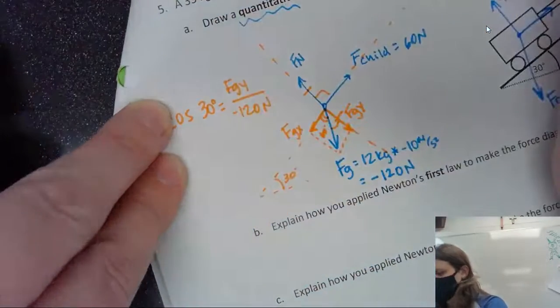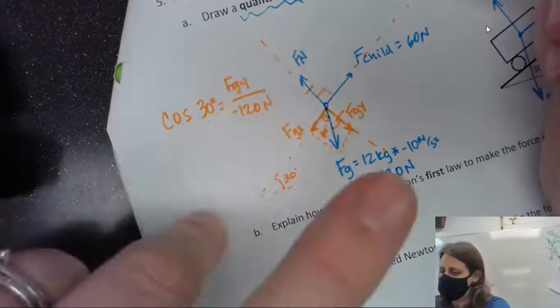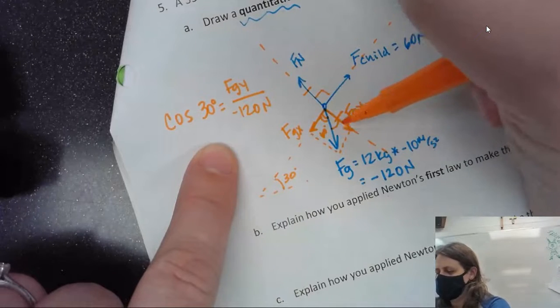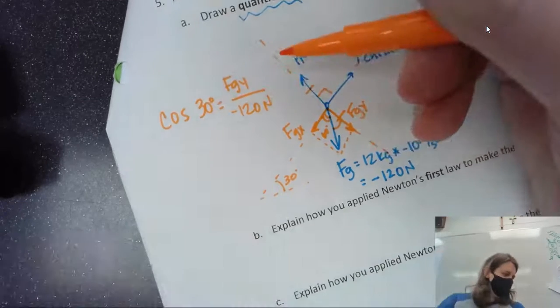So be careful with this too. I saw a few people on the quiz had put them upside down. They had either not identified correctly which one was the hypotenuse, or they inverted the trig identity. So just be careful about that.